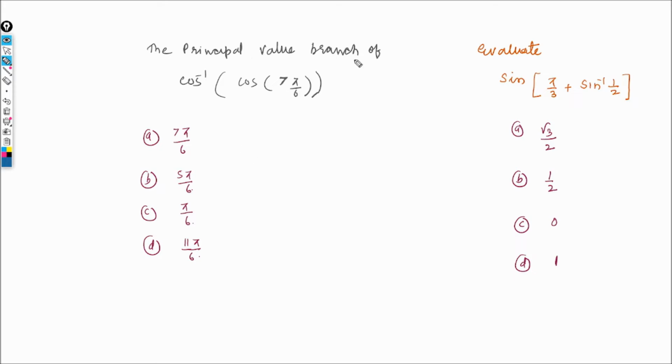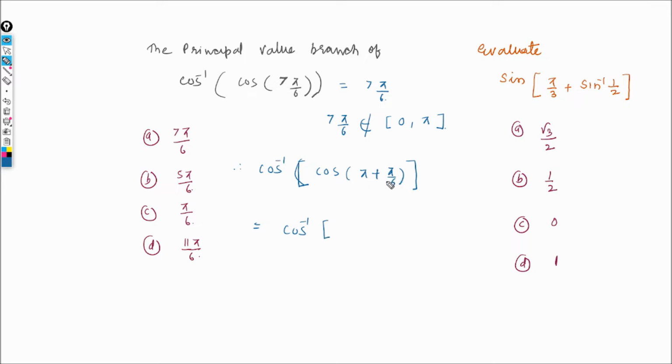So let us understand one more question. The principal value of cos inverse of cos 7 pi by 6. So here students, if I cancel cos inverse and cos and write 7 pi by 6, but 7 pi by 6, that means 210 degrees, does not belong to the closed interval 0, pi. So therefore I can write cos inverse of cos of pi plus pi by 6.